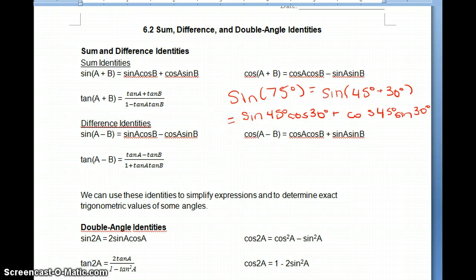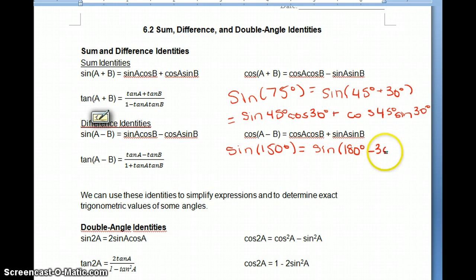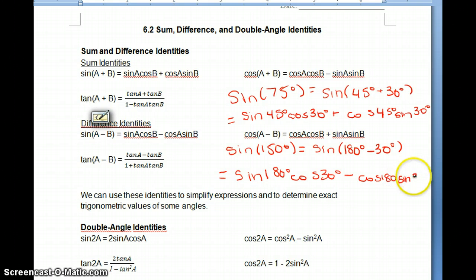All right, if you guys want to see an example of this, we can do the sine of, let's do 150 degrees. Let's go with the big one. We can rewrite that as the sine of 180 degrees subtract 30 degrees. 180 degrees is not one of your reference angles, but we should know what sine of 180 degrees is. Those are some nice values to work with here. So then we can rewrite this as sine of A, which was 180 degrees, times the cosine of 30 degrees, subtract cosine of 180 degrees times the sine of 30 degrees.